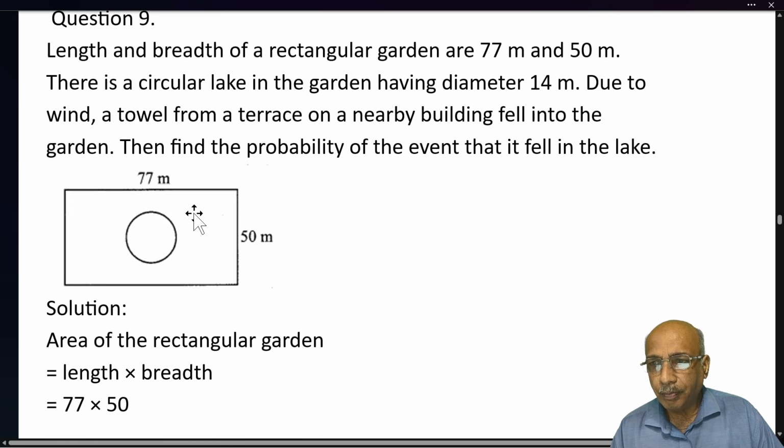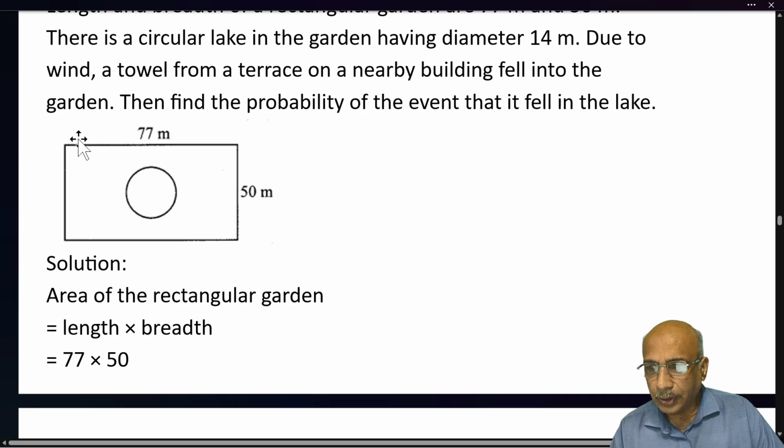Next problem. Length and breadth of a rectangular garden are 77 meter and 50 meter. There is a circular lake in the garden having diameter 14 meter. Due to wind, a towel from a terrace on a nearby building fell into the garden. Then find the probability of the event that it will fall in the lake. Now here you see the diagram. This rectangle is 77 meter by 50 meter and 14 meter is the diameter of this circle. So radius will be half of it, 7 meter.